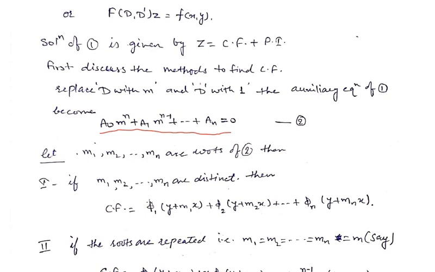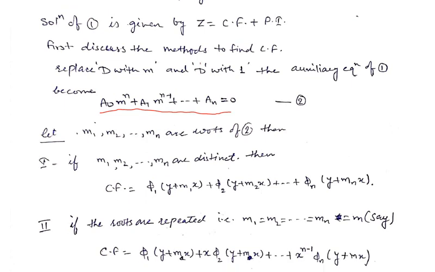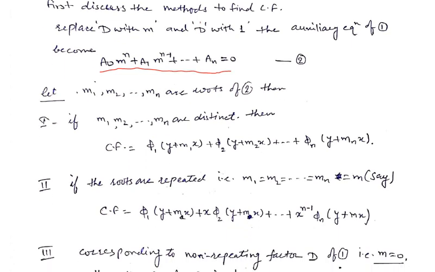Now suppose the roots are repeated. If all roots are the same, that is m1 equals m2 equals ... equals mn, suppose these are all equal to m. So CF is phi 1 (y plus mx) plus x times phi 2 (y plus mx) plus x square phi 3 (y plus mx), and so on, x to the power n minus 1 phi n (y plus mx).